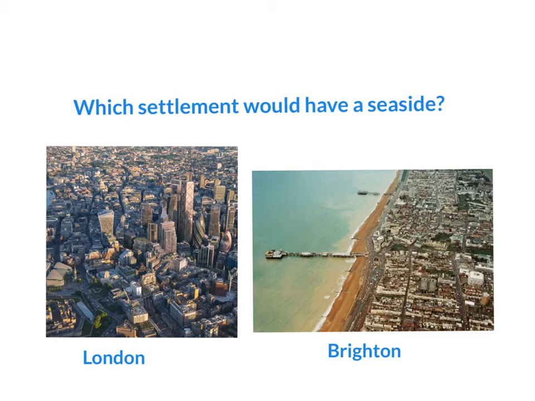Have a look at the 2 aerial view pictures below. Pause this video and talk to the person next to you. Which settlement would have a seaside? London City or Brighton Pier? Well done! It is Brighton Pier. As you can see, it's by the coast. You will not find a seaside in the city as it's not by the coast.